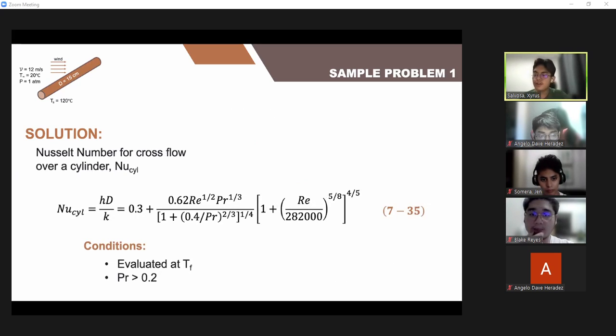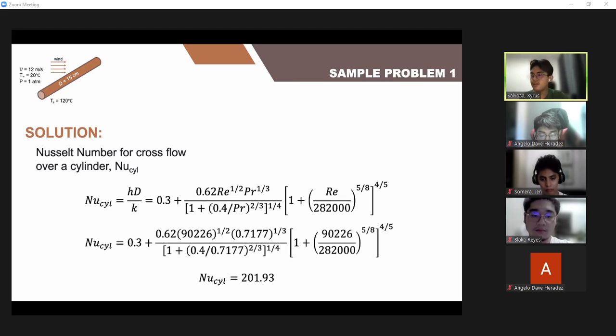Next, we solve for the Nusselt number for cross flow over a cylinder. Since we have acquired the average film temperature and the Prandtl number of the fluid is greater than 0.2, we can use Equation 7-35 from Cengel in order to calculate the Nusselt number. Take note that this equation gives quite an accurate result but can be off by as much as 30%, as mentioned earlier. Substituting the Reynolds number and Prandtl number into the equation, we get a value of 201.93 for the Nusselt number.